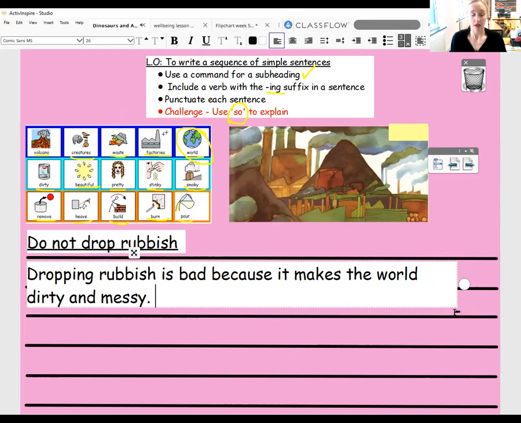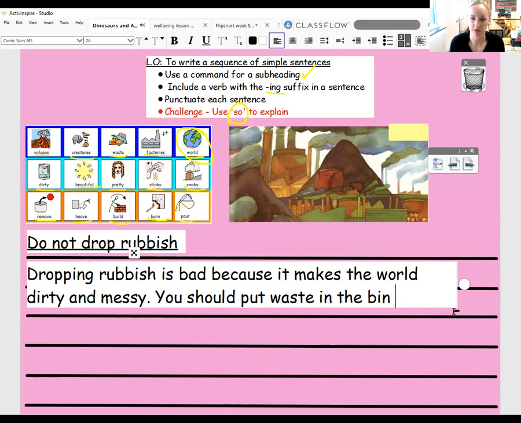We could say that you should put rubbish in the bin. Oh, so we've got another command. You should put rubbish in the bin. You should put rubbish. I said rubbish already though. Which word could I have that means the same as rubbish? Waste. You should put waste in the bin. To stop, what would it stop?